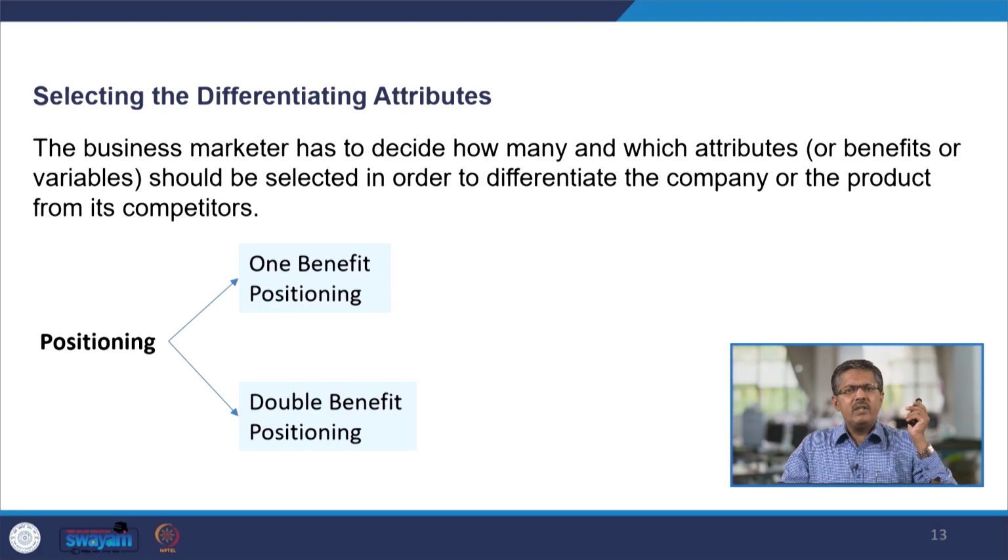Now, selecting the differentiating attributes. You have identified the attributes, now you have to select, as we said. You can look at it maybe from the benefit kind of positioning. The business marketer has to decide how many and which attributes should be selected in order to differentiate the company or the product from its competitors. It could be one single benefit positioning, or double benefit positioning, or multiple, more than two also.